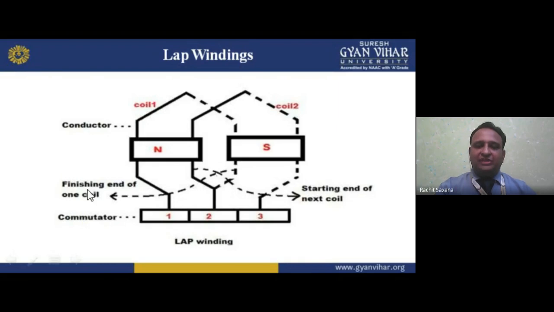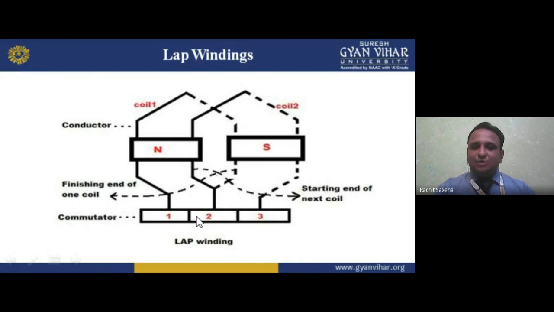Okay, and this is the finishing end of one coil. Now one coil is basically like this, like this, like this. So this dashed portion is the ending of the first coil, and this dashed portion is the ending of the second coil. Now here, this is the starting end of the next coil, and this is the finishing end of the second coil. So we are connecting like this. Connecting like this means overlapping.